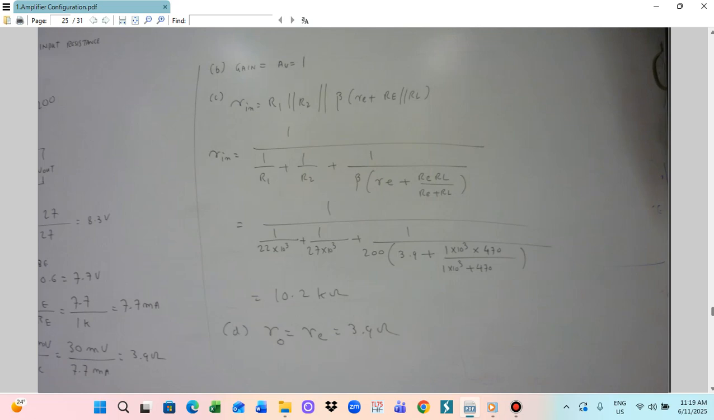And finally, the output resistance R0. Output resistance R0 is equal to small re. This is not capital Re, just small re. R0 is equal to small re, so 3.9 ohm. So this is the solution for the CC amplifier.